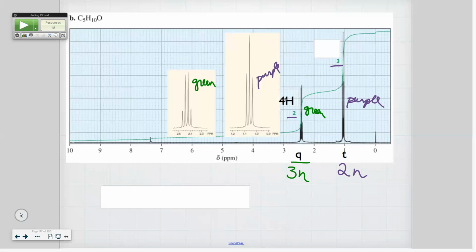So this is going to be 4, and this one's going to be 6. Those 4 hydrogens only still have 3 neighbors, and the 6 hydrogens still only have 2. How can we have 3 with 2 and 2 with 3? What's the structural feature that we're looking at?